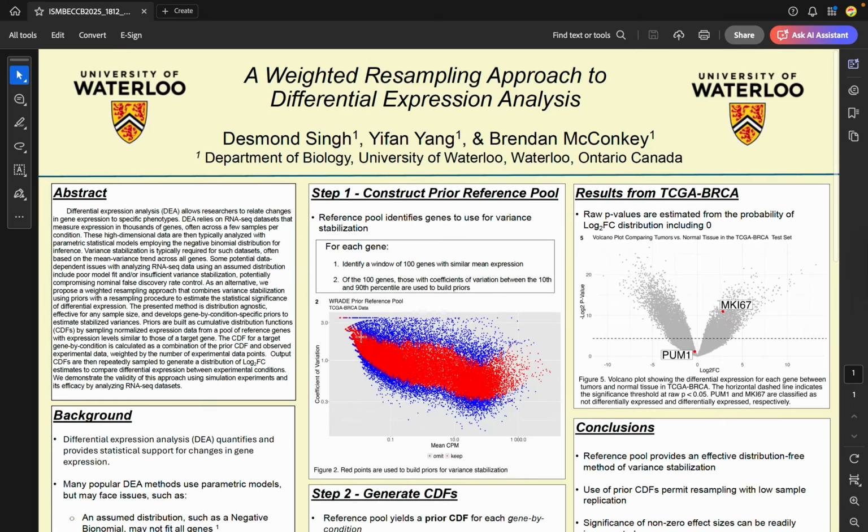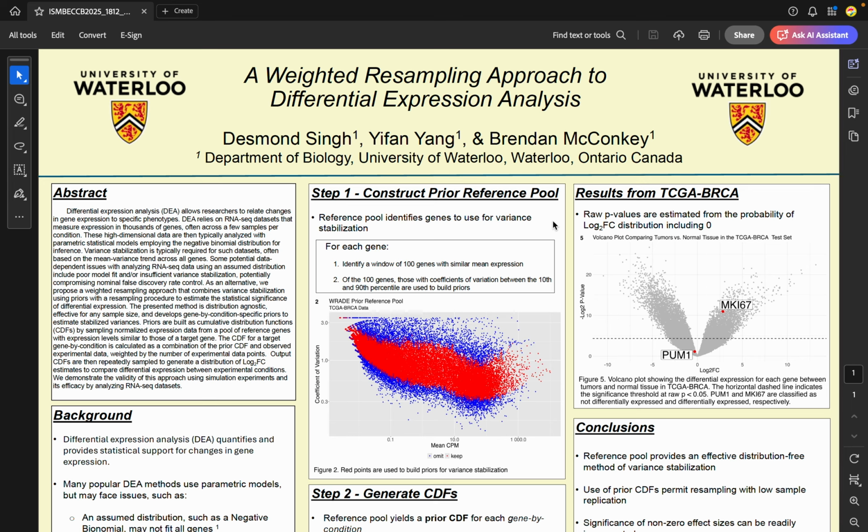So, the first step in RAID's workflow is to construct a prior reference pool. This is necessary, as the reference pool identifies genes whose data will be used for variance stabilization. A pool is determined for a given gene within the dataset by identifying a window of 100 genes within the dataset that have a similar mean CPM expression across all samples.